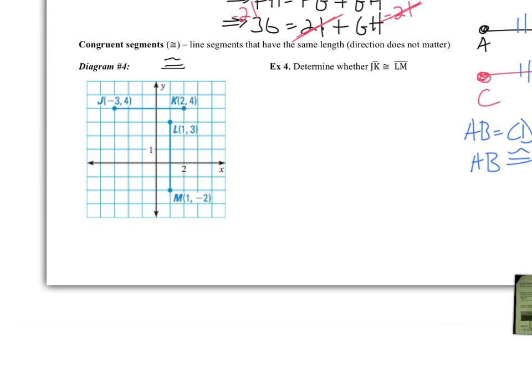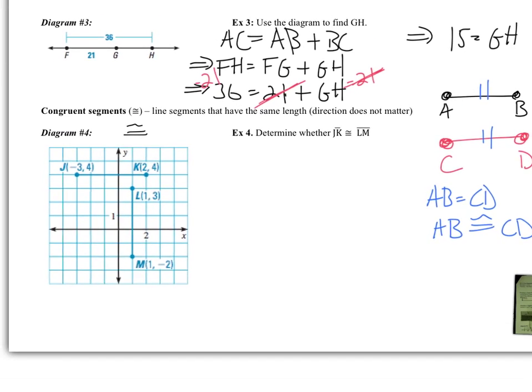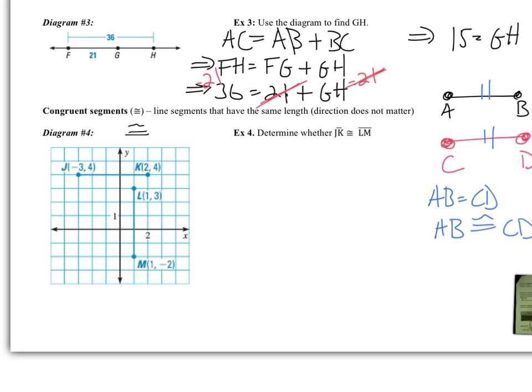Okay, so now moving on to our main point here with example 4. So we're looking at JK and LM, and I don't care about direction, so all I want to know is distance. Is the distance the same? So if we look at JK to start with, we're only caring about distance. J's here at this point, K's here at this point. I want to know which value I am looking at in my graph. So am I looking at the X direction or the Y direction, vertical or horizontal? In this case, we're looking at a line segment that's horizontal. So I want to look at the X part of this.